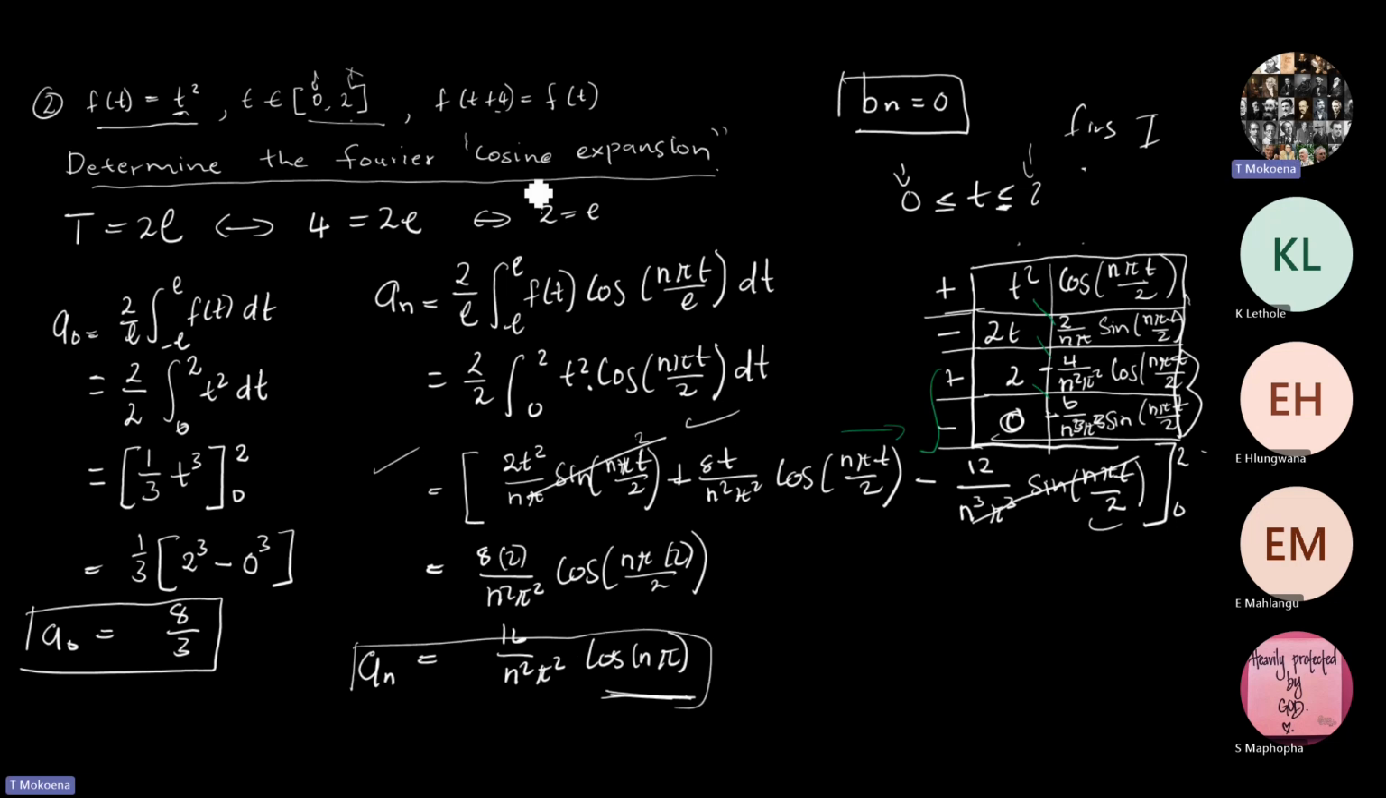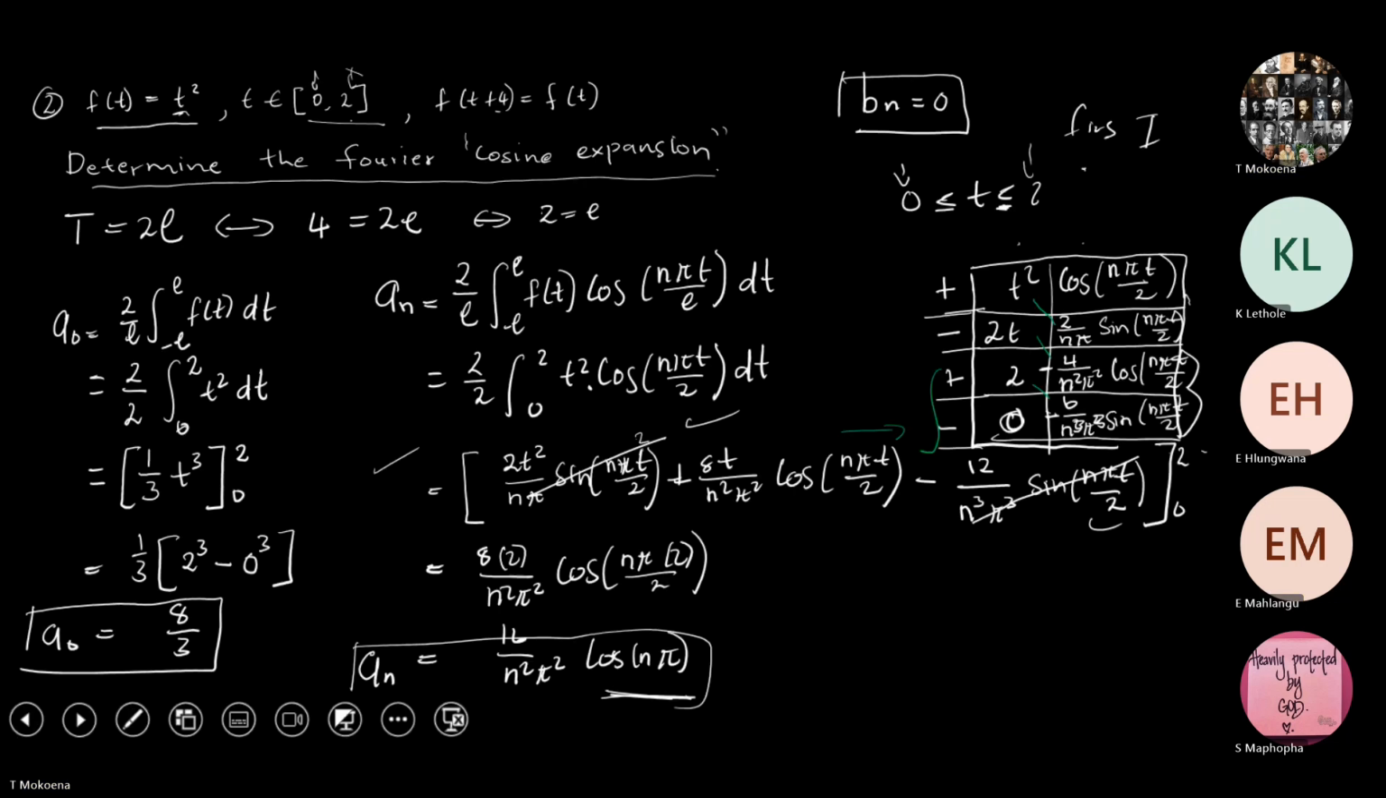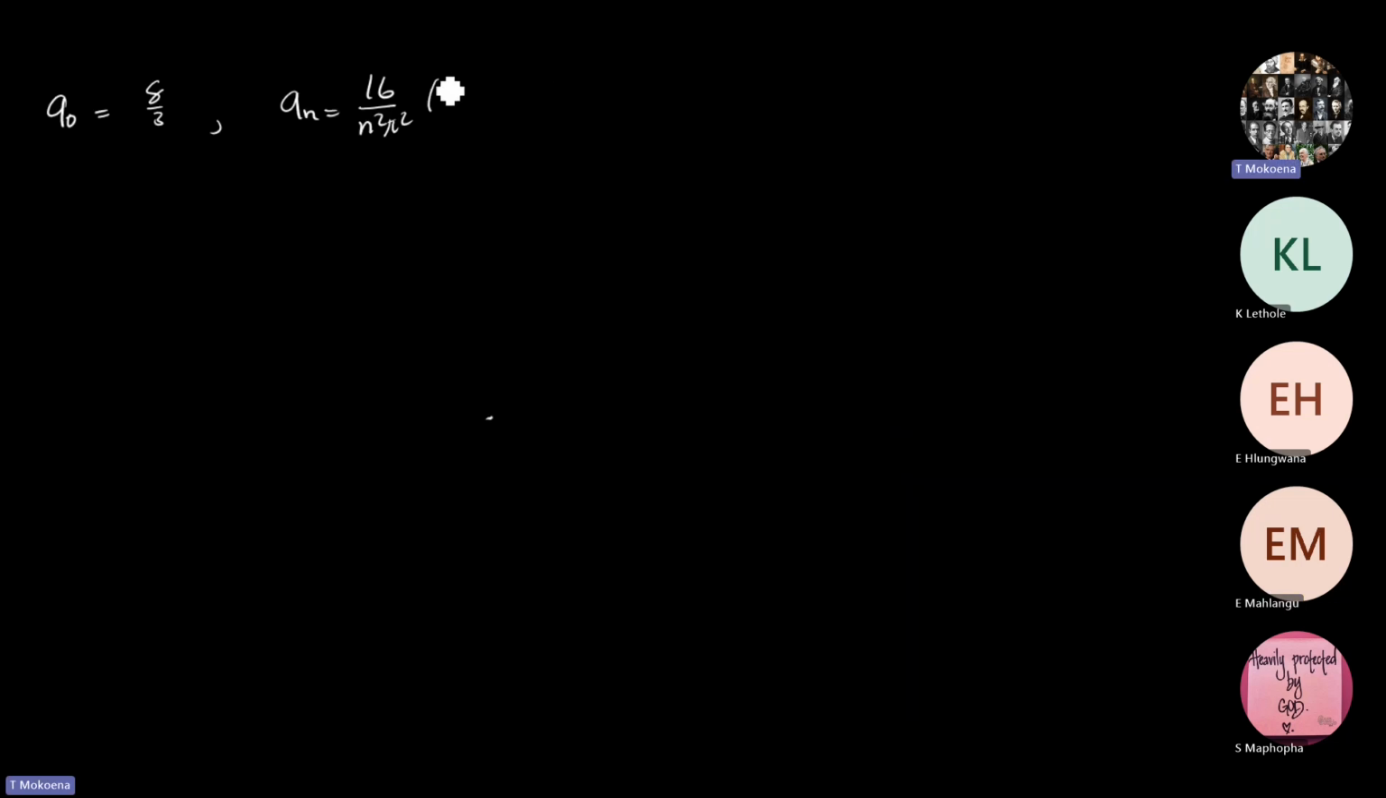That is why the question said determine the Fourier cosine expansion. Just know that the b sine function will automatically give us 0. Even though we calculate it, we're still going to get 0. So now let us determine our expansion. We say a sub 0 is equal to 8 over 3, and then a sub n is equal to 16 over n squared pi squared cos n pi.